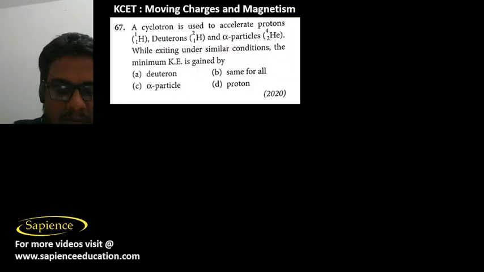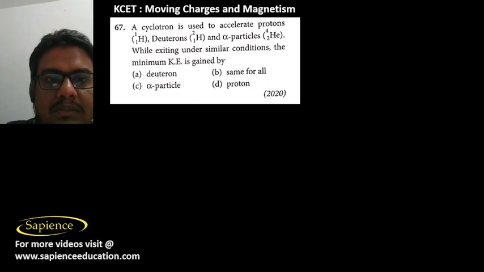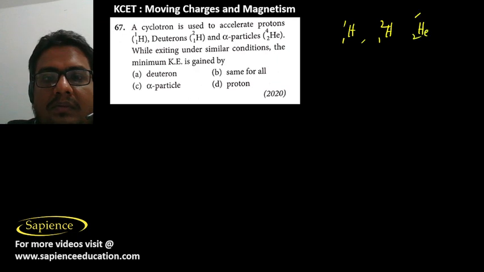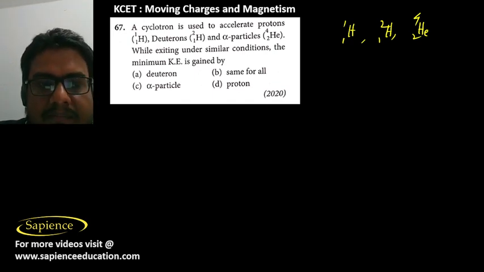Then in question number 67, it is told that a cyclotron is used to accelerate protons, which is H11, deuterons, which is H12, and alpha particles, which is He24. While exiting under similar conditions, the minimum kinetic energy is gained by.